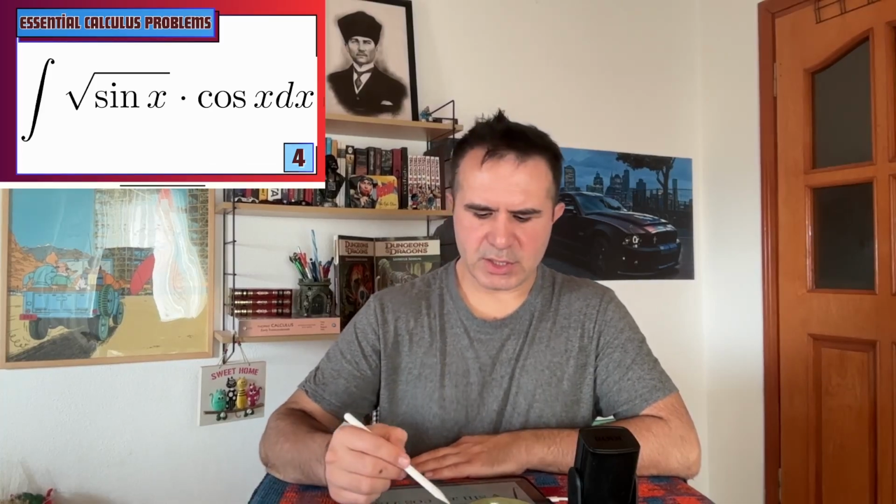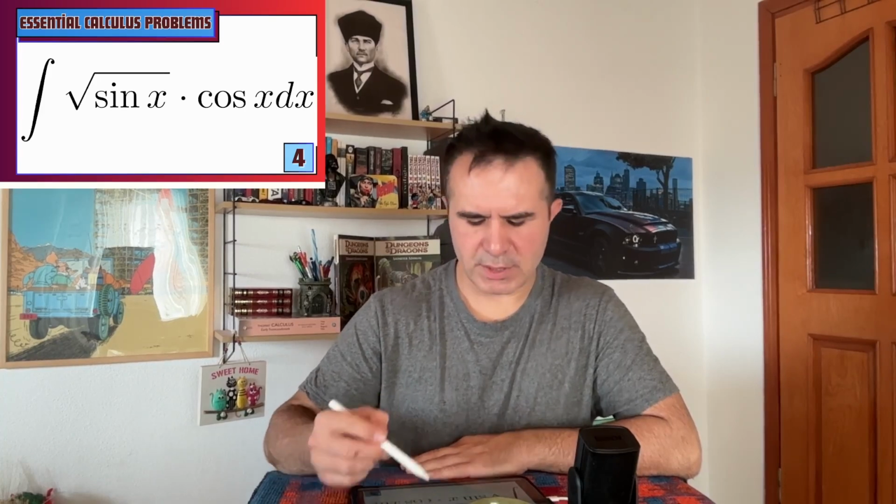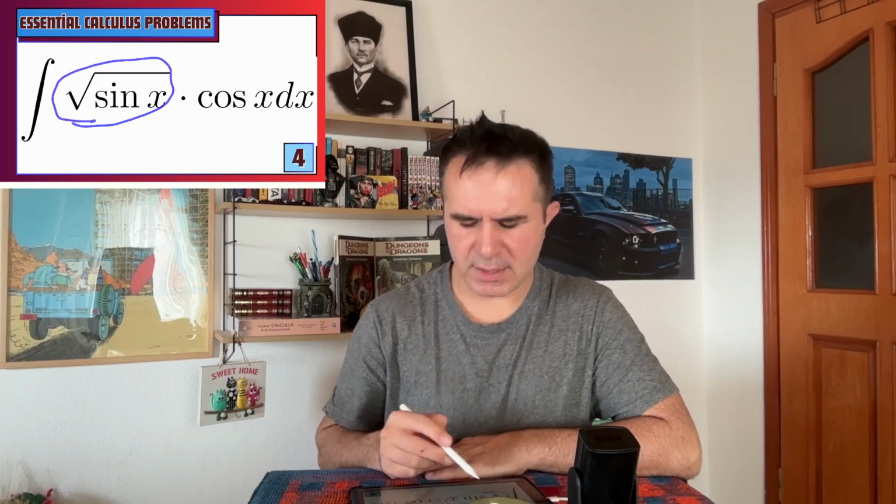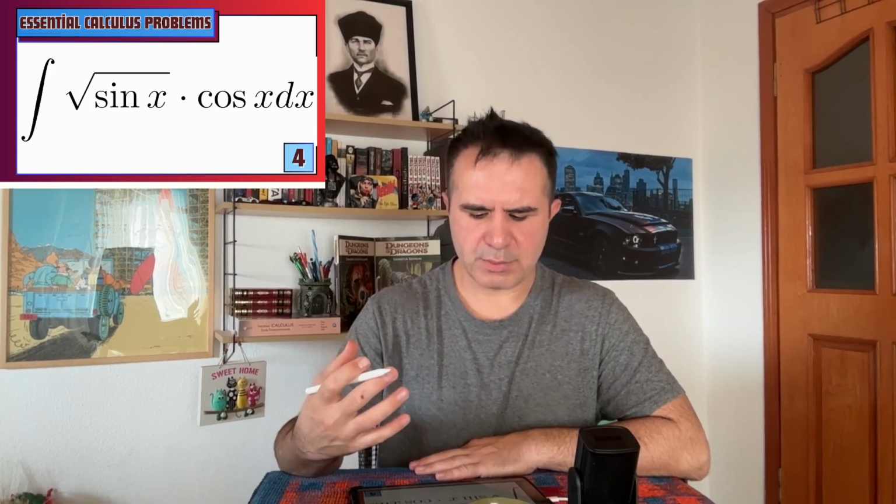Hello everyone. In this lecture of the Essential Calculus Problem series, we will solve the integral of square root of sine x multiplied by cosine x dx. When the integrand contains a function multiplied by the derivative of that function, we can use substitution.